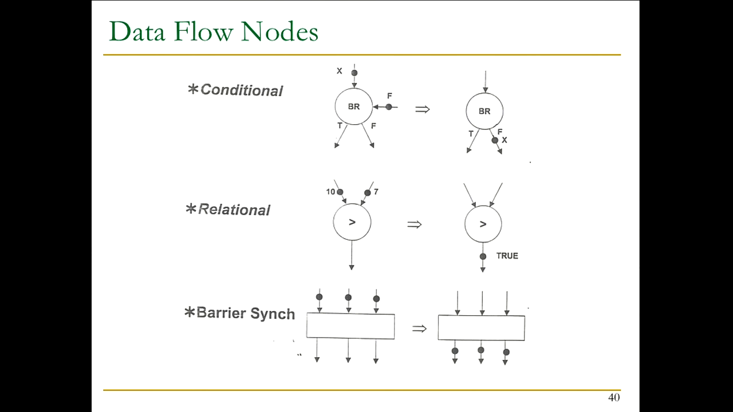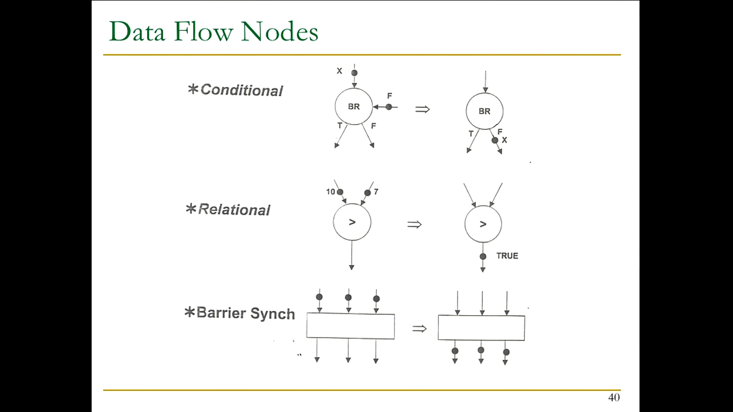Relational is another example. That's how you generate the conditions. In this case, it's a relational that's greater than. If the data value of the left token is greater than the data value of the right token, you generate a true output. Otherwise, you generate a false output. So you can connect these nodes, and as a result, you get a data flow graph. And this is a more complicated one, as you can see.